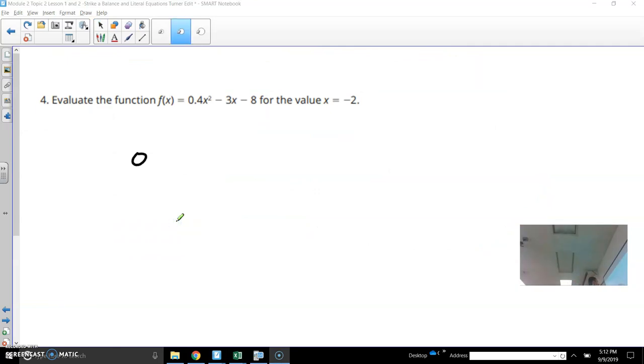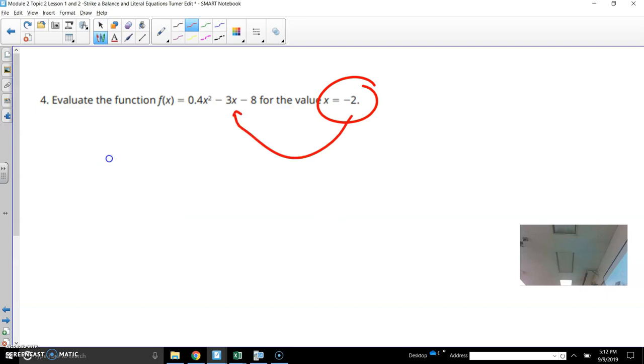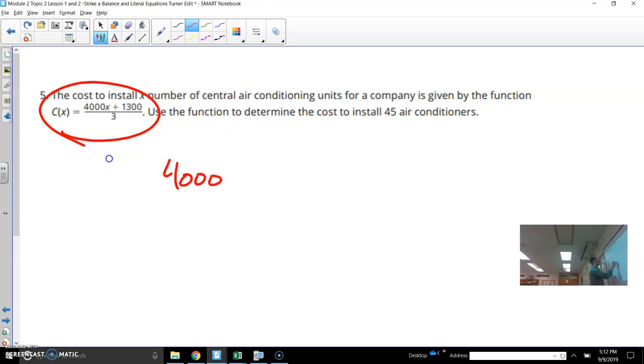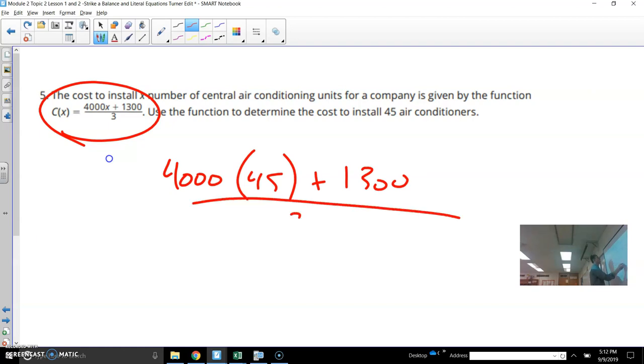All right, so we've been talking about evaluations. I want you to plug in -2 for everywhere that you see x and basically tell me what that equation equals if x is -2. Last question, it gives us a function for how a company calculates the cost of installing so many air conditioners. And it also tells us that x represents how many you're installing. So just like the other one, plug in 45 and carefully calculate the answer.